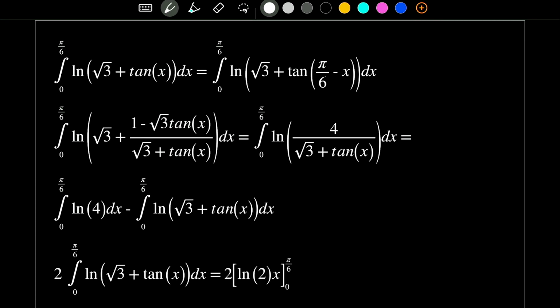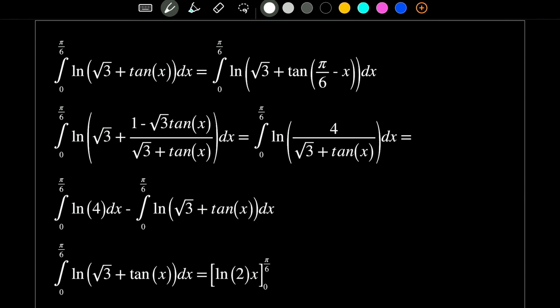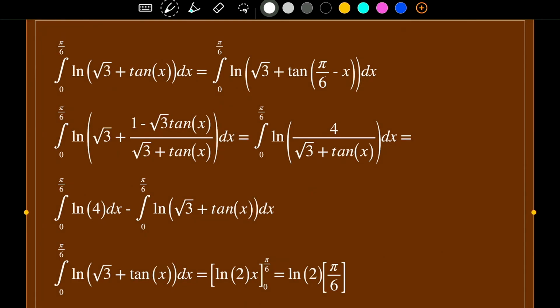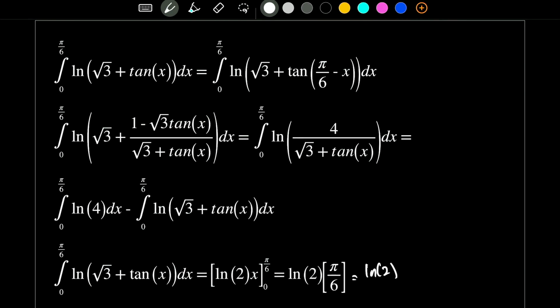Lastly, we can divide by 2 to get this result, and then we can plug in these values, which are going to give us the log of 2 times pi over 6 minus 0, so that's just going to be times pi over 6. So in the end, we've got log of 2 divided by 6 times pi.